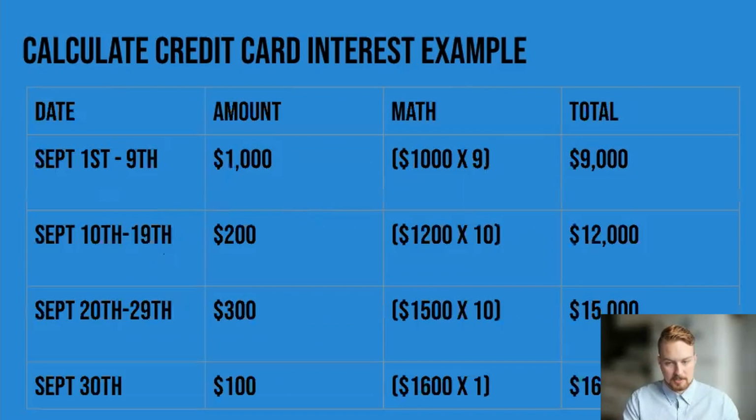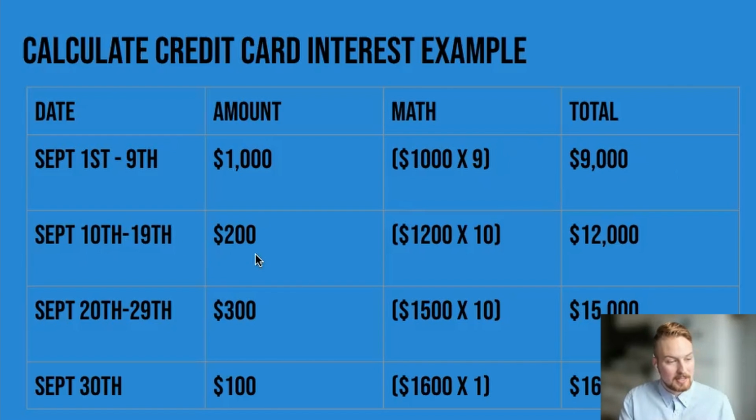Clear? Nice. As mentioned, credit card interest works on the average daily balance method, and the math looks something like this. You're going to take each day's total balance for that month and add them all together. September 1st, remember we made that $1,000 purchase. From the 1st to the 9th, the balance you had was $1,000, so you do 1,000 times the 9 days, for a total of $9,000.